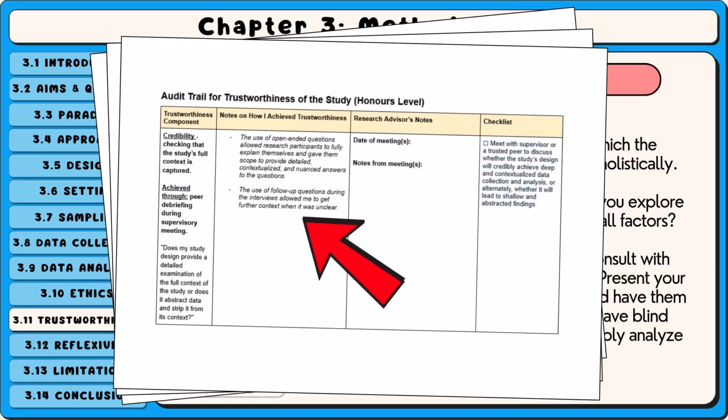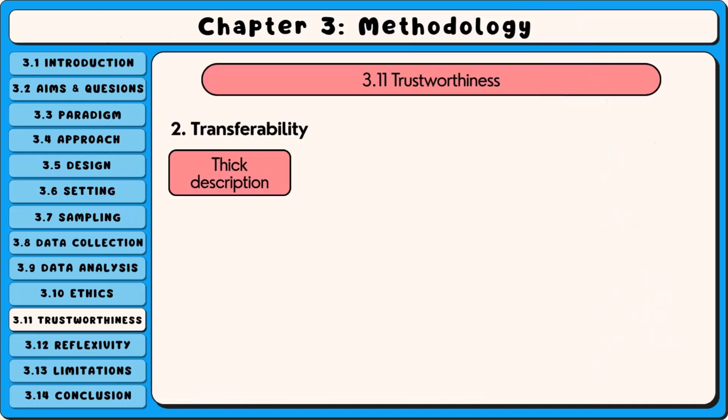Going back to the audit trail template, the first part of the audit trail involves taking notes on your meeting minutes with your supervisor, with a specific focus on how your supervisor has helped you to understand your topic more deeply. Next is transferability. The main recognized way of achieving transferability is thick description.